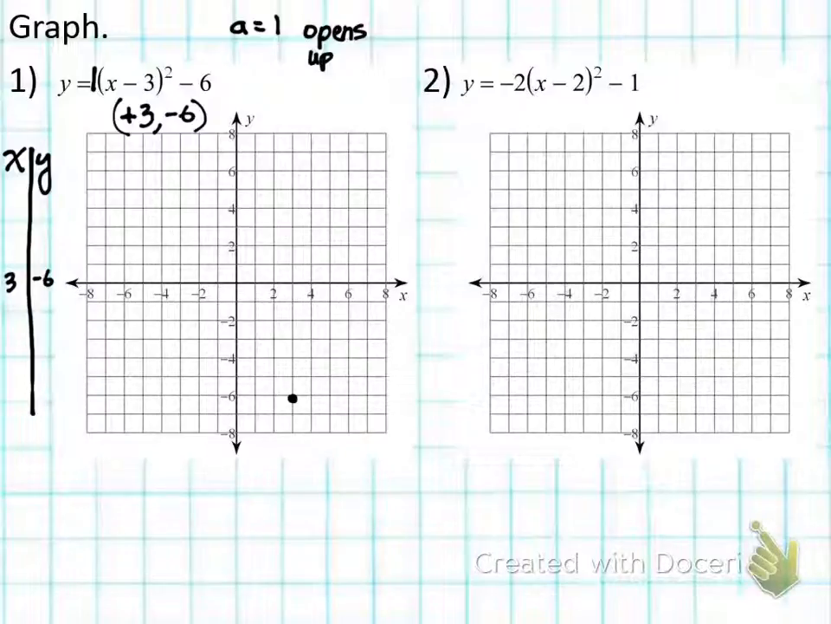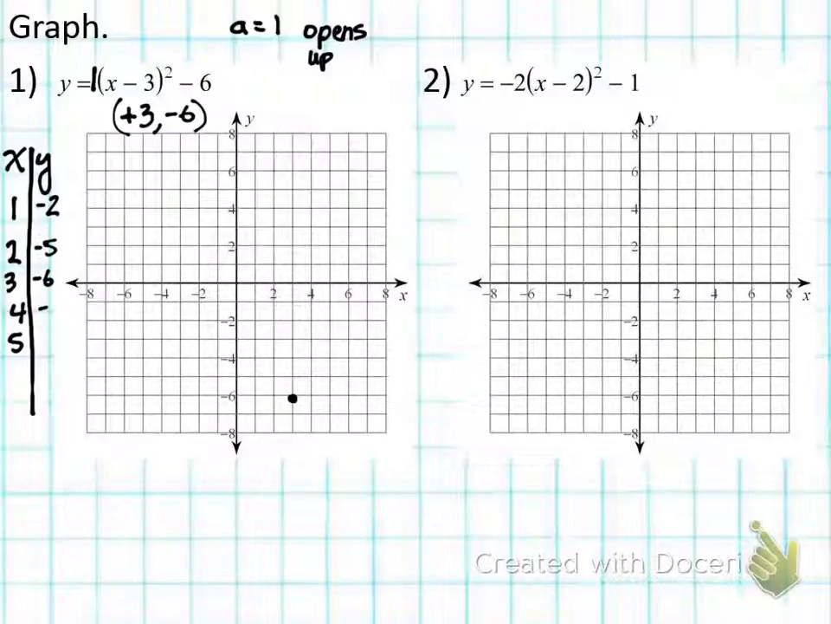So I pick a couple smaller points than 3. Two smaller points than 3 are 2 and 1. Two bigger points are 4 and 5. Now I'm going to start putting in numbers. So 1: 1 minus 3 is negative 2. Negative 2 squared is 4. 4 minus 6 is negative 2. Okay? Now I'm going to put 2 in. 2 minus 3 is negative 1. Negative 1 squared is 1. 1 minus 6 is negative 5.